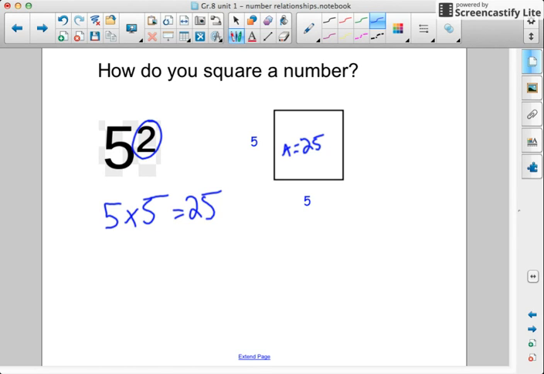Okay, so another example here. Let's say I had 10 squared. Okay, that's how we say that number. So this would be 10 multiplied by 10, which equals 100. Right, that is the perfect square number, 100, because 10 times 10 equals 100.